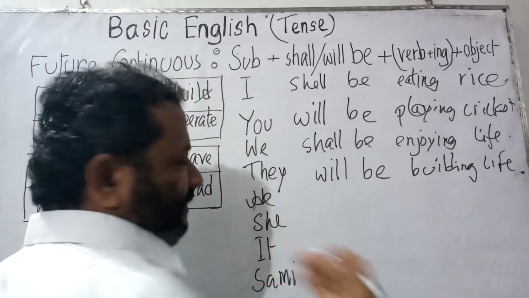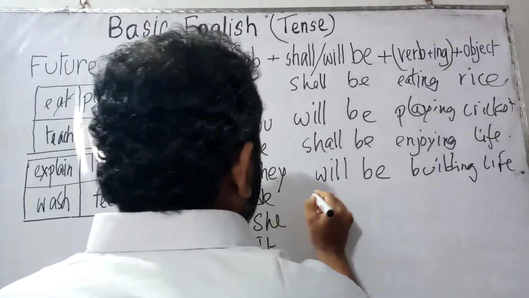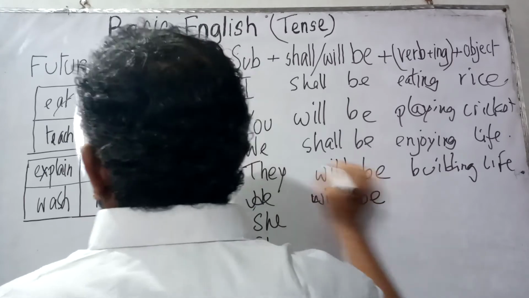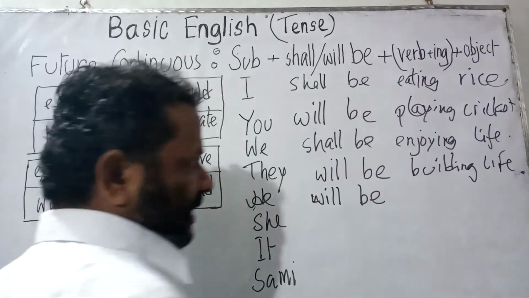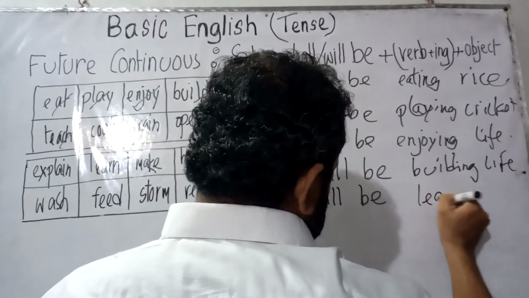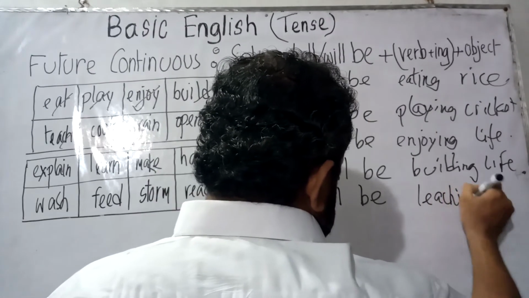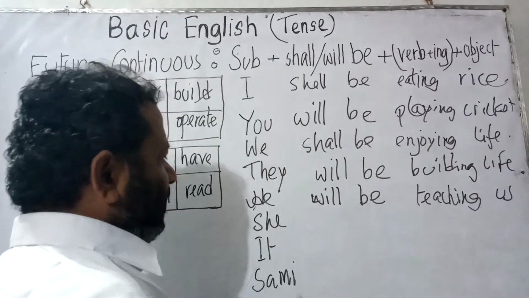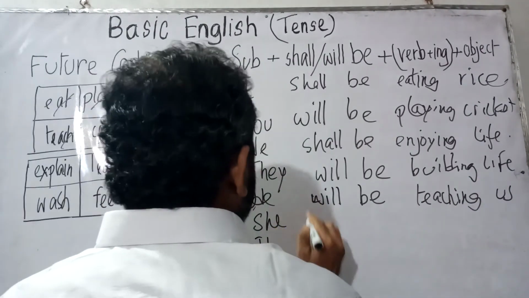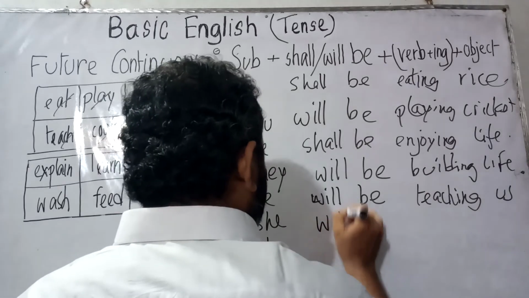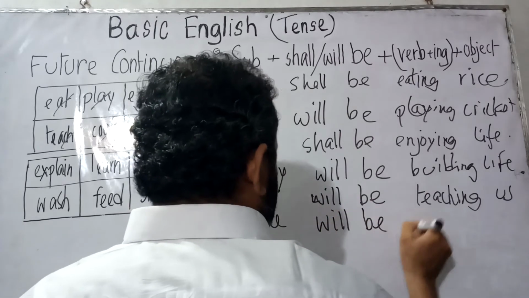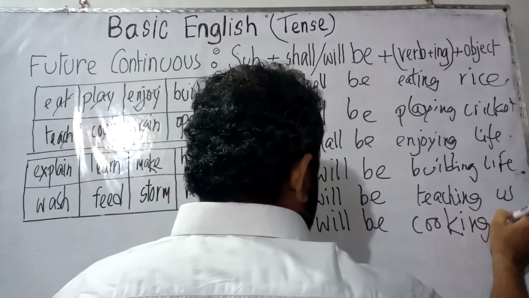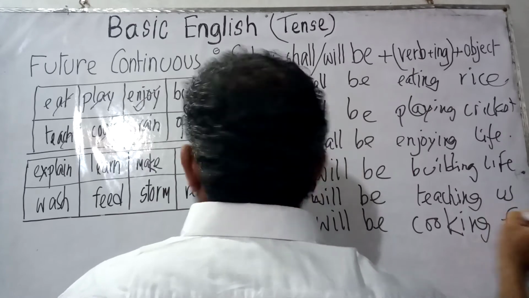Now, when the subject is he, it would be he will be. Let us consider the verb teach. He will be teaching. He will be teaching us. Now, when the verb is cook, if the subject is she, it would be she will be. She will be cooking food.